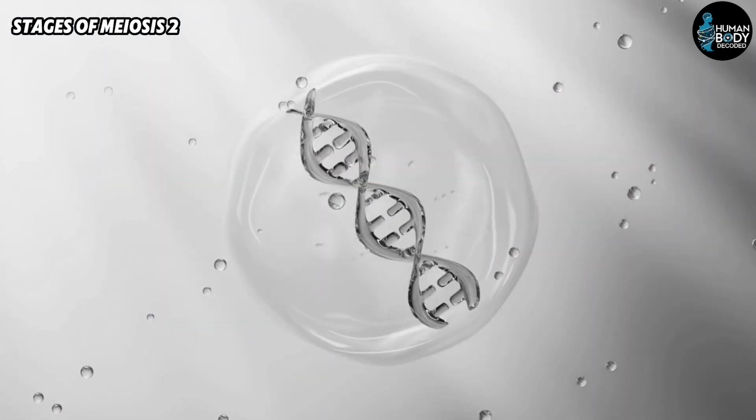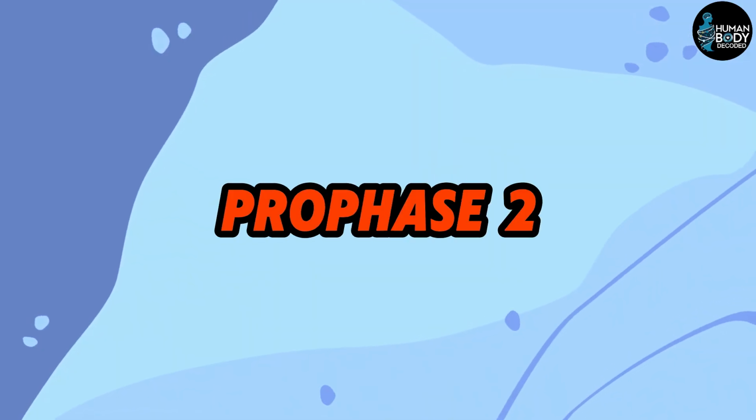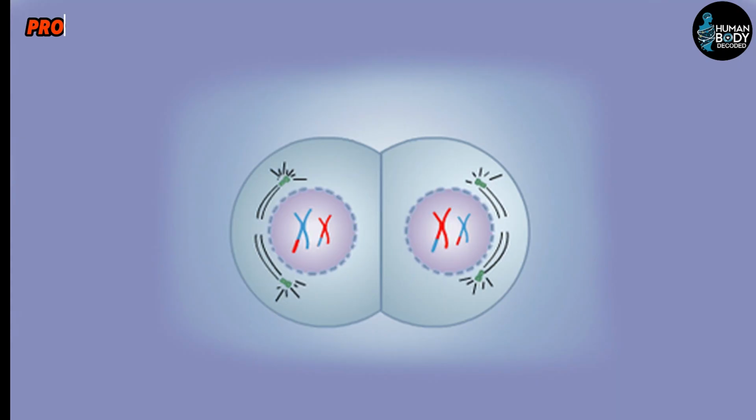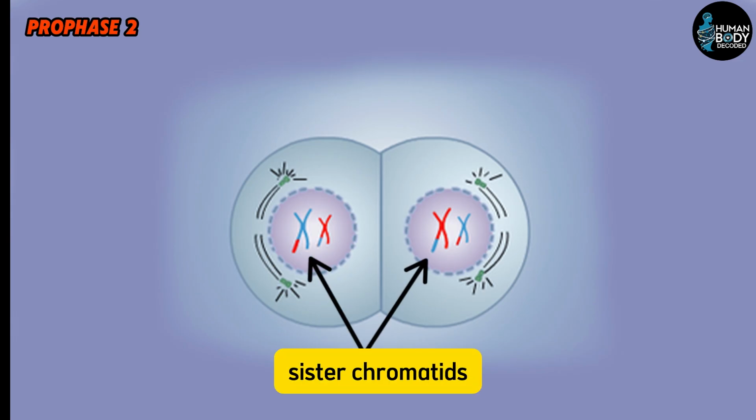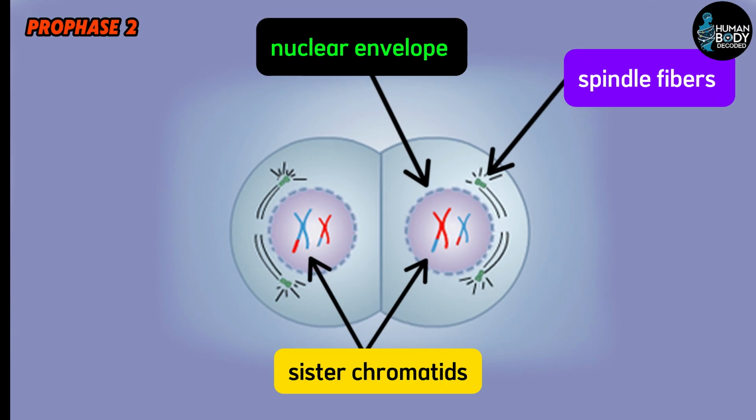Here is the first phase of meiosis II, which is Prophase II. You can call it getting ready again. In Prophase II, the chromosomes, still consisting of sister chromatids, start to condense again. The nuclear envelope breaks down if it has been reformed, and new spindle fibers begin to form.